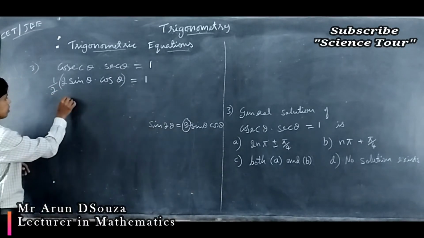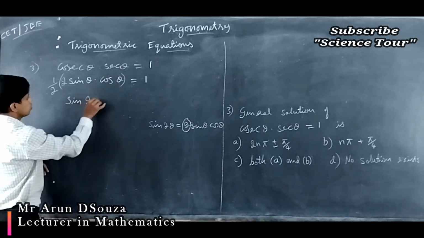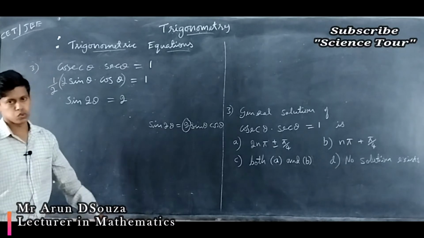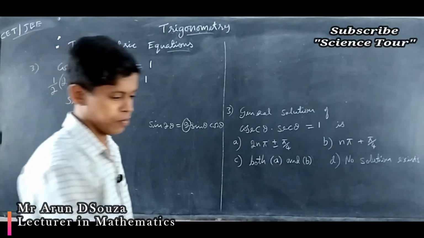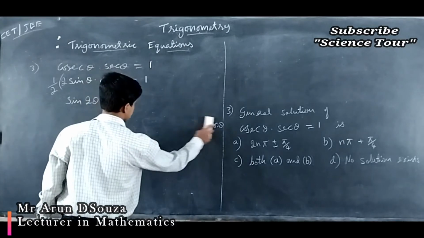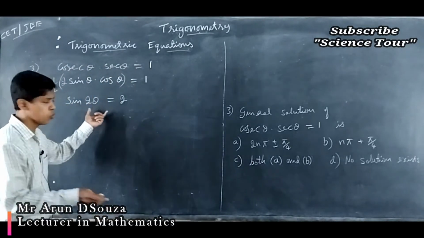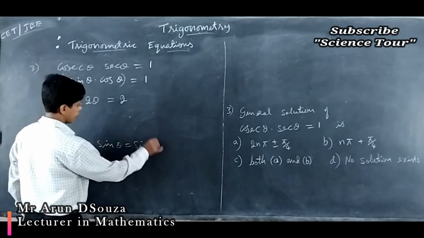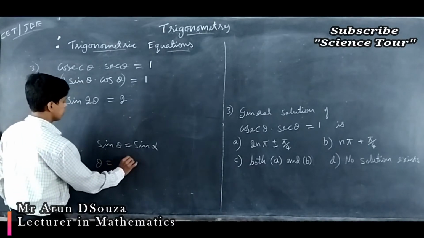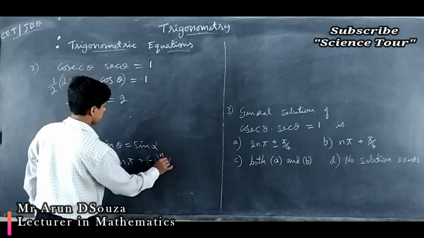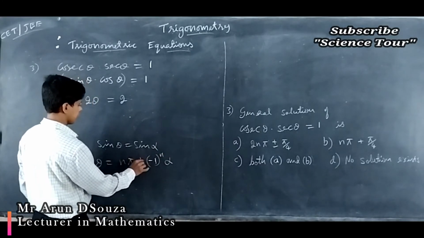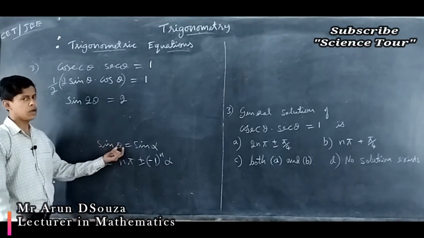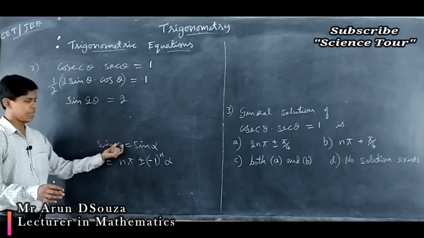Well, next this will be sine 2 theta; that 2 I will take to the other side, so it will be equal to 2, correct? Now I should get the equation in the form sine theta is equal to sine alpha. Then I can write theta is equal to n pi plus or minus 1 to the power n alpha, correct?